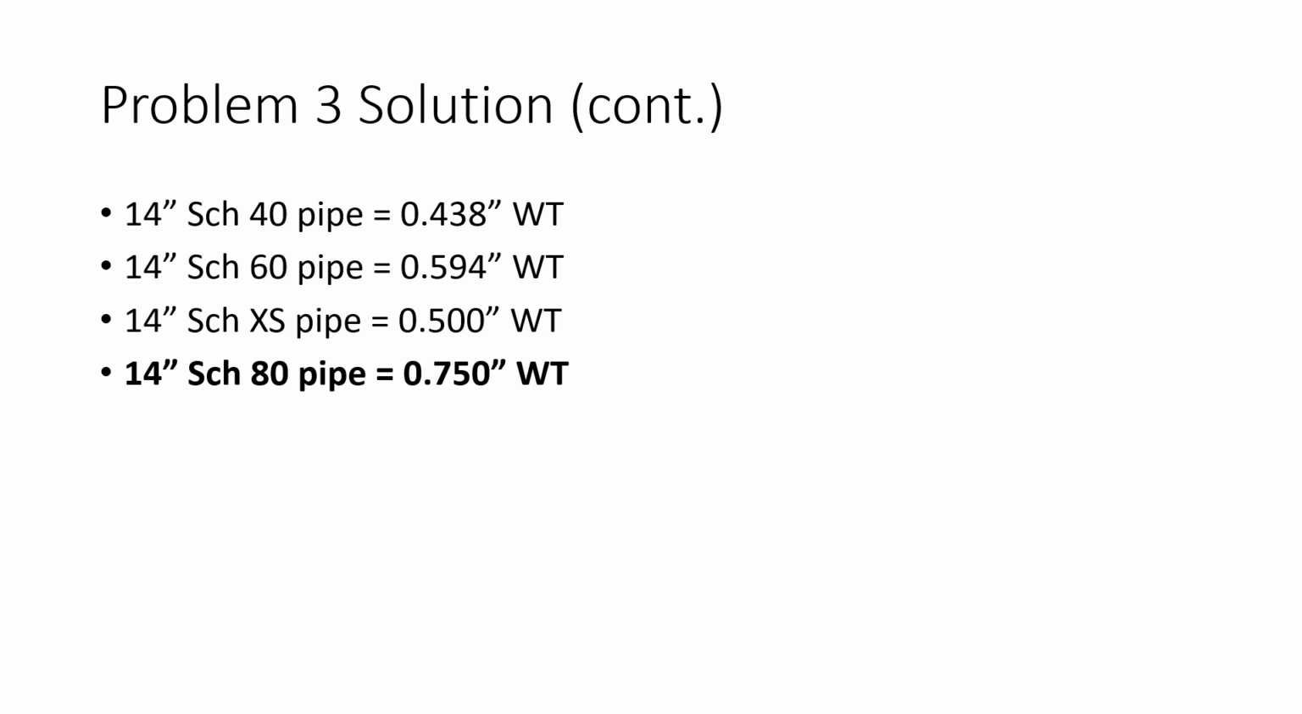Selecting an appropriate pipe wall thickness that meets or exceeds the t sub m value of 0.627 inches, we can quickly scan the available wall thicknesses for our 14-inch NPS. The pipe wall that exceeds that value, as we can see, is the Schedule 80 at 0.750 inches.